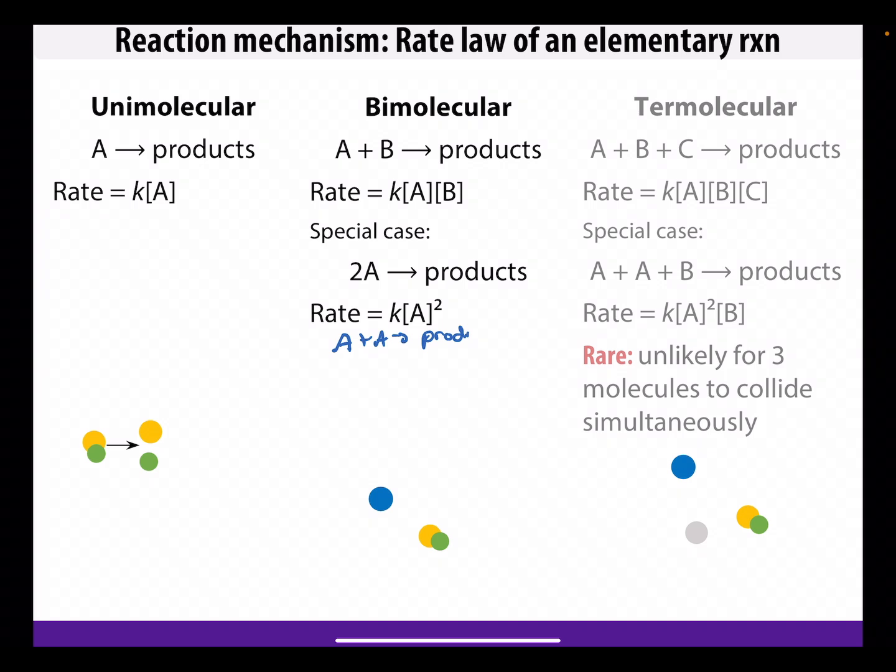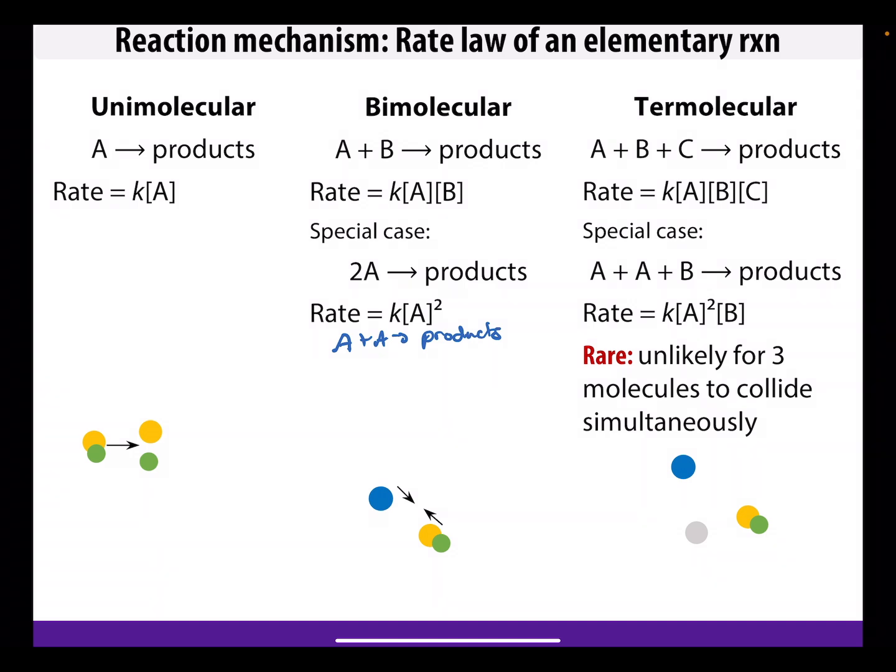So note that for elementary steps, the coefficients really have an important meaning describing the actual collision that's going on. A plus A goes to products is very different than A goes to products. So here's the picture of what that looks like. The 2 particles are going to come in and collide, and again, make products. That's a bimolecular step. Now our final step is termolecular, where A plus B plus C collide to make products.